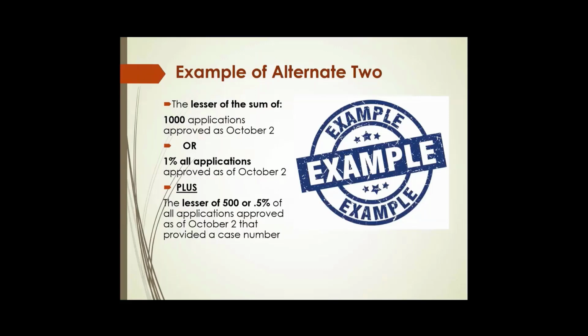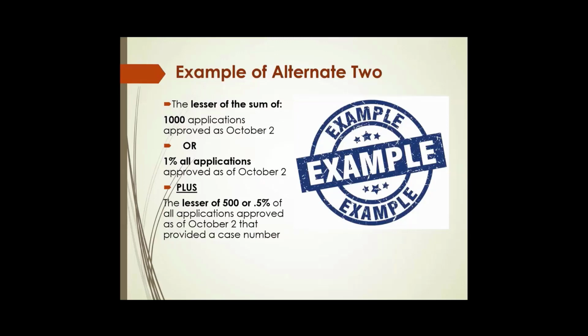And lastly, we're going to do an example of alternate 2. Now this involves just a little bit more math. The method for alternate 2 is you choose the lesser of 1,000 applications approved as of October 2nd or 1% of all applications approved as of October 2nd. You calculate that and then you add the lesser of 500 or 0.5% of all applications approved as of October 2nd that provided a case number. So you're going to take the lesser of either 1,000 or 1% of all applications, and add that to the lesser of 500 or 0.5% of all applications approved as of October 2nd that provided a case number.